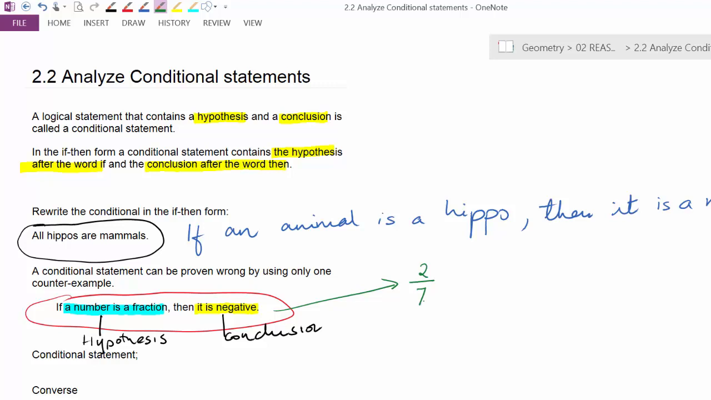So therefore this conditional statement is false, and my reasoning is 2/7 is a fraction, but it is positive.